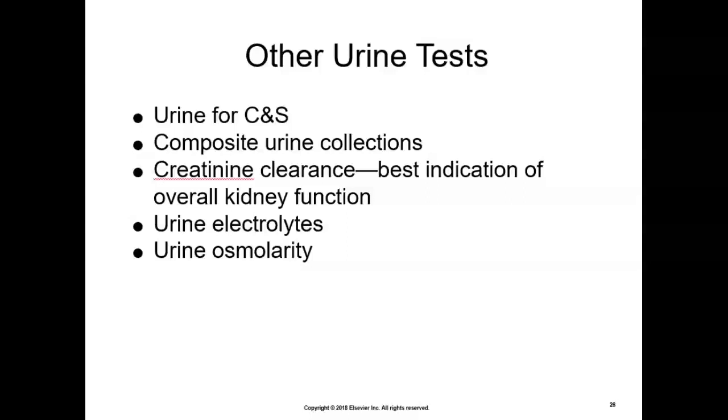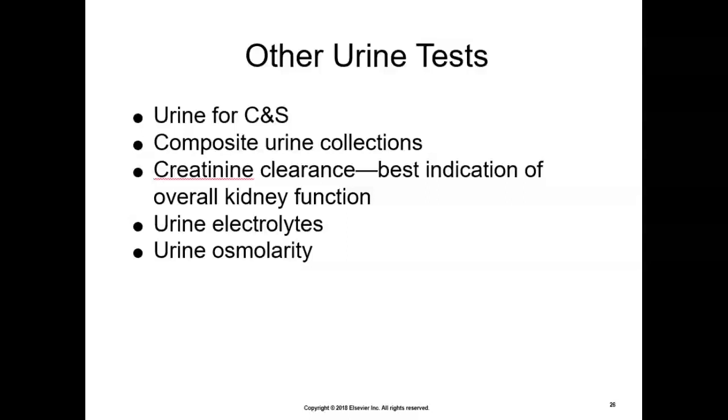Urine samples can be analyzed for electrolyte levels. Normally, the amount of sodium excreted in the urine is nearly equal to that consumed. Urine sodium levels of less than 10 indicate that the tubules are able to conserve or reabsorb sodium.